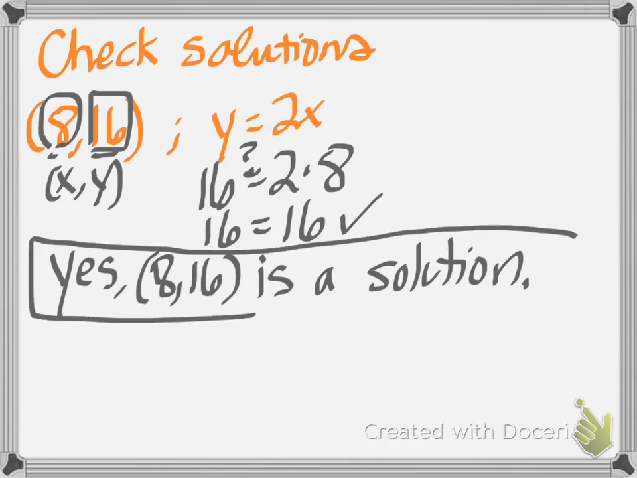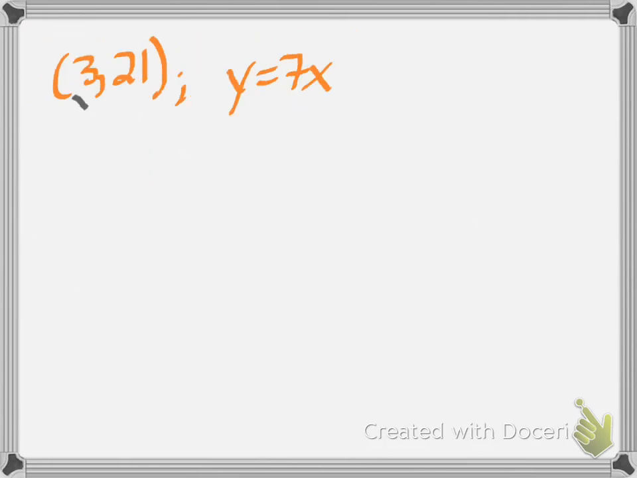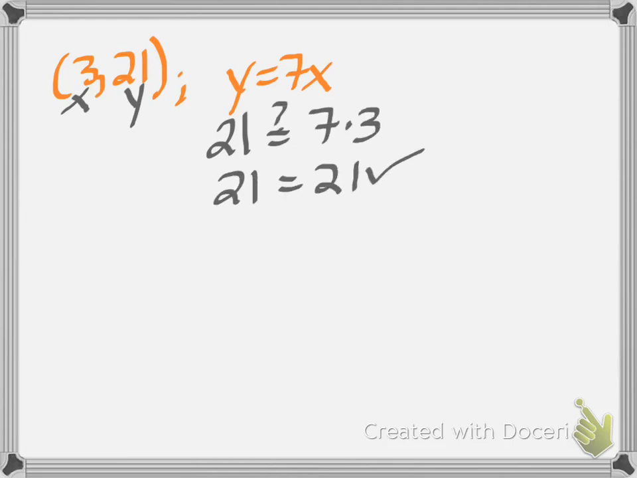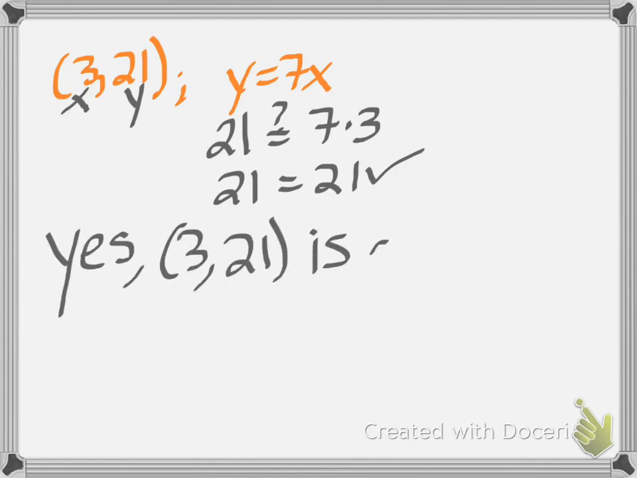Okay, we're trying to figure out if it is or not. Let's look at a second one. Here x is 3, y is 21. Let's plug it in. 21, does that equal 7 times 3? 21 does equal 21, so the answer is yes. 3, 21 is a solution.